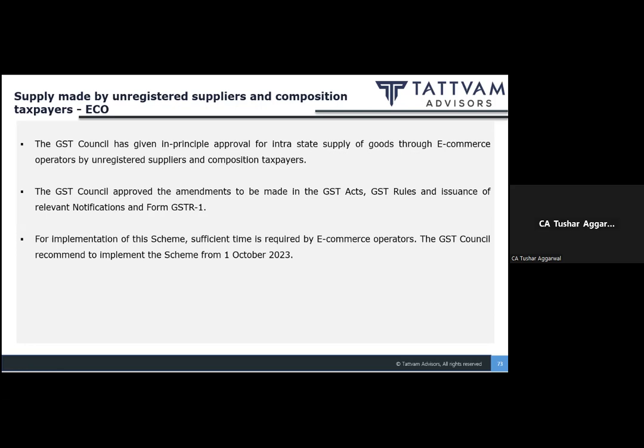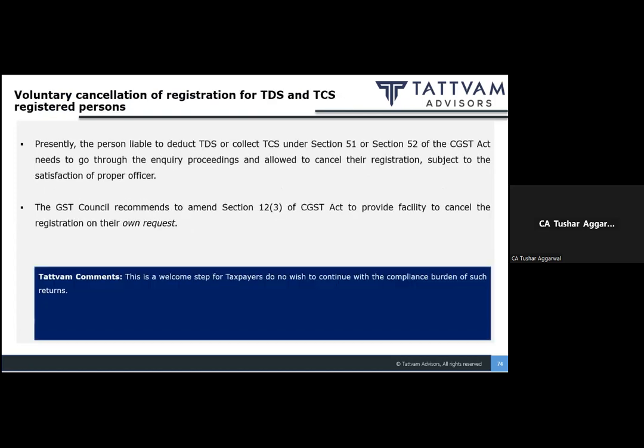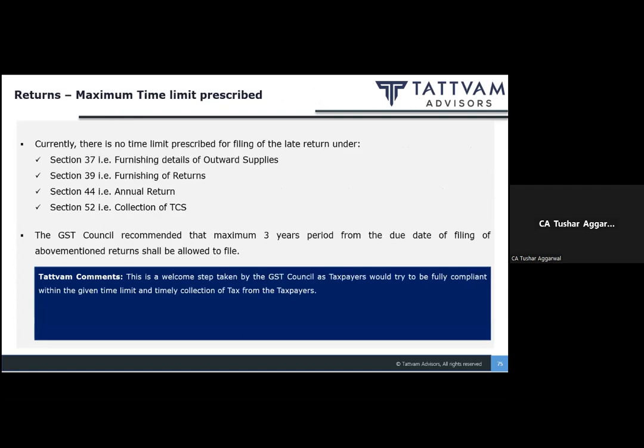The government had already in principle approved that in case of e-commerce operators, unregistered suppliers and composition taxpayers can undertake interstate supply through an e-commerce operator. But it is yet to be implemented in the system, and it is recommended to implement the same from 1st October 2023. Next is voluntary cancellation of registration for TDS and TCS. A facility will be introduced, allowing them to cancel suo motu.